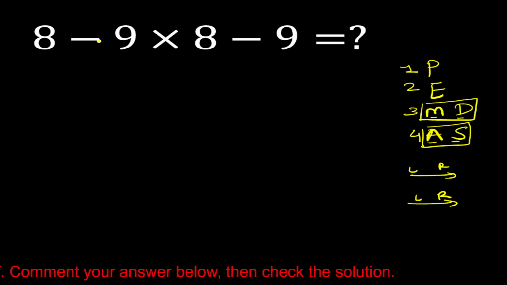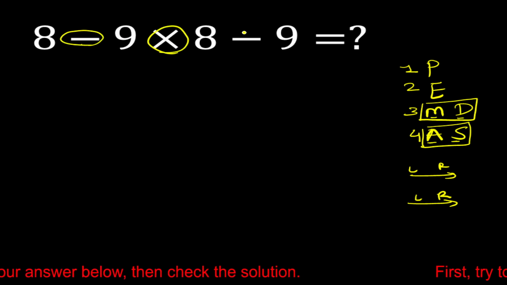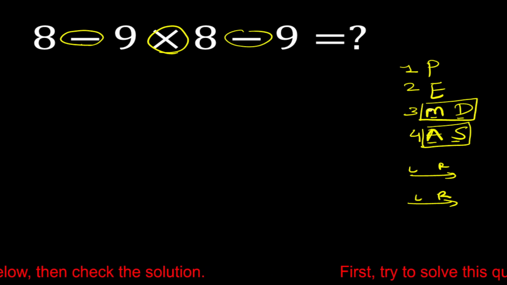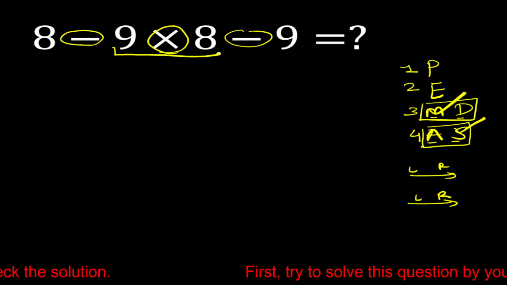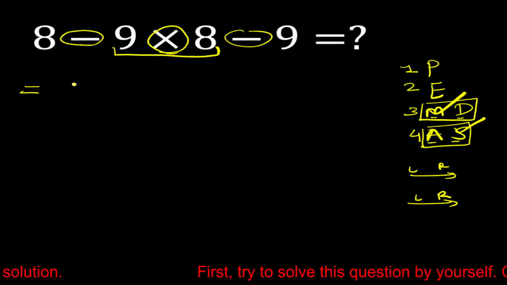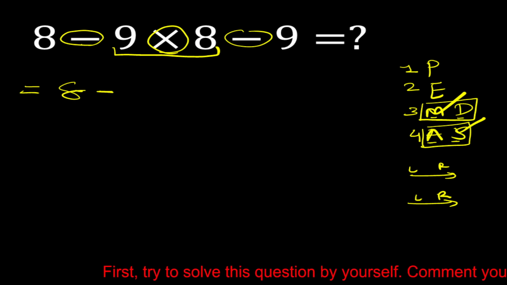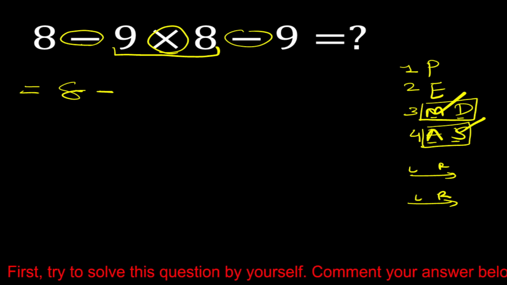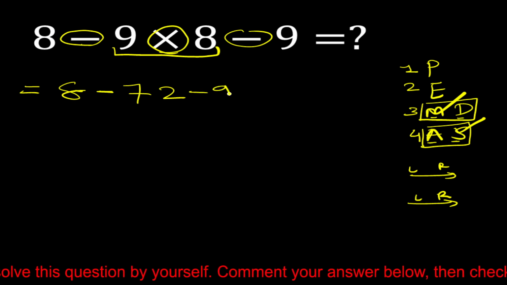Okay. So in this question, here is one subtraction, here is one multiplication, and here also one subtraction. So first priority is multiplication, then we have to solve subtraction. So first we have to solve this multiplication. Okay. So is equal to 8 minus, now 9 multiply 8 is equal to 72 minus 9.